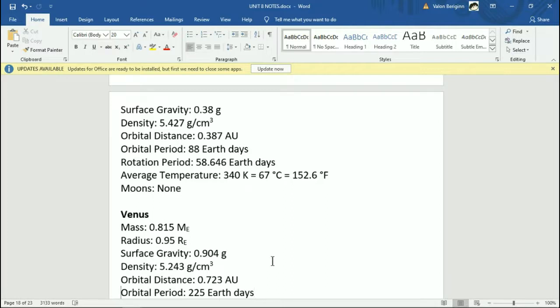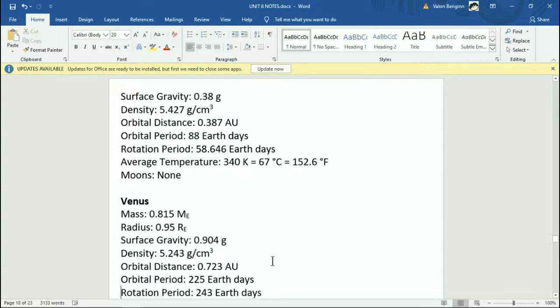Here's the super weird thing, though. Its rotation period is 243 Earth days. So what this means is that it takes 18 Earth days longer for Venus to just turn around than to go all the way around the sun. So a Venus day is longer than a Venus year. And that's super weird. And the weirdest thing about it is that it spins in the other direction.